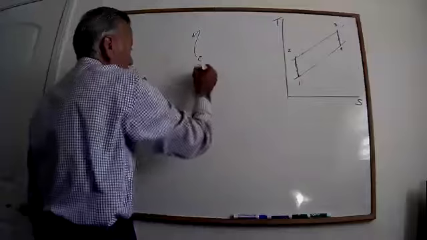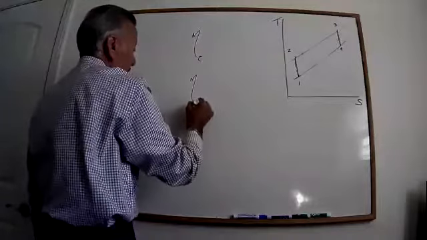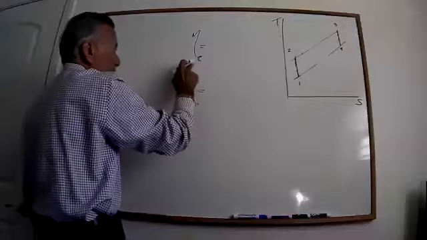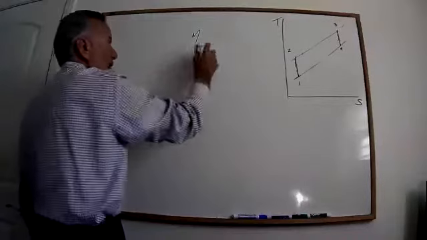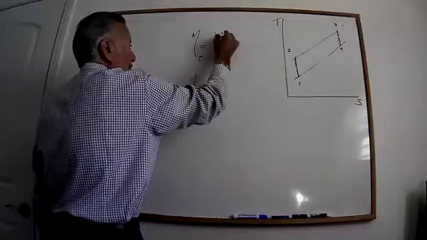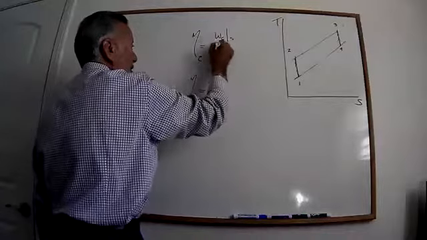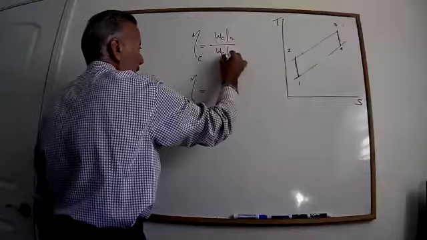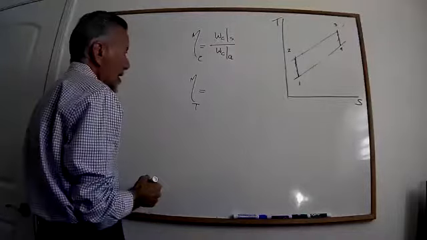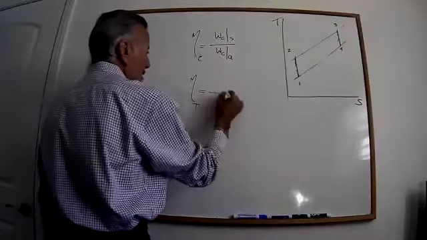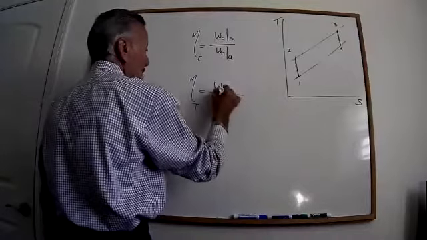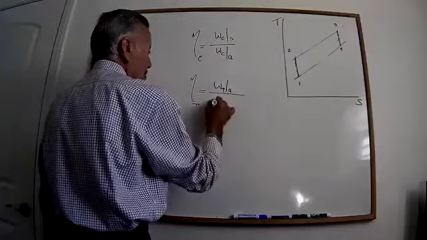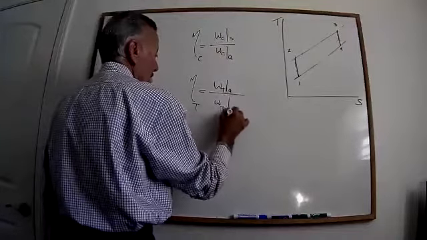Efficiency of a compressor, efficiency of a turbine. Now, by definition, efficiency of a compressor is the work of a compressor isentropic divided by the work of a compressor actual. For a turbine, it is the work of a turbine actual divided by the work of a turbine isentropic.